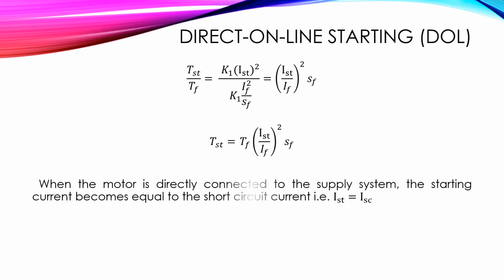When the motor is directly connected to the supply system, the starting current becomes equal to the short circuit current. So we can write that the starting current is equal to the short circuit current Isc. Therefore, the starting torque can be given as the full load torque multiplied by the square of the ratio of short circuit current to the full load current multiplied by the full load slip.